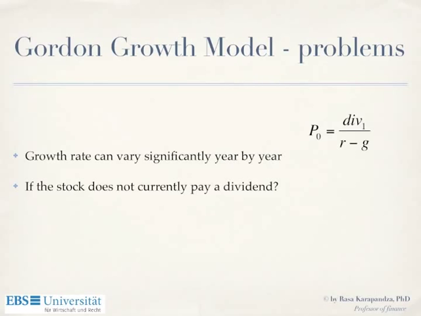The next problem is when R is very similar to G, then this equation becomes really sensitive. Your estimate of the price of a stock becomes really sensitive to your estimate of any of these three numbers. Because when R is close to G, this number is close to zero, and then you are dividing some number by something close to zero. So if you are wrong in your estimate of the dividend a little bit, you will be wrong in the estimate of the price quite a lot. Similarly, if you're wrong in your estimates of R and G, you will end up making a large mistake.